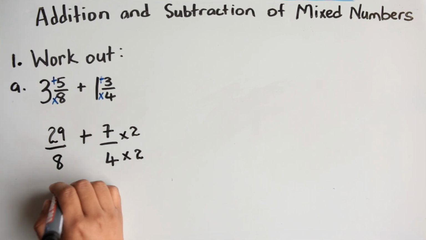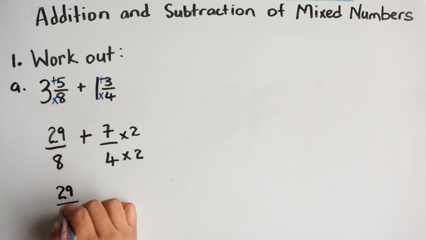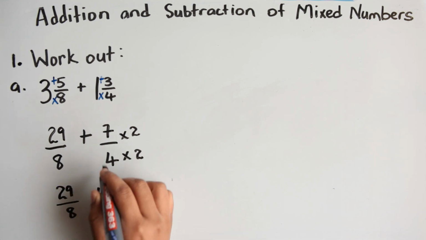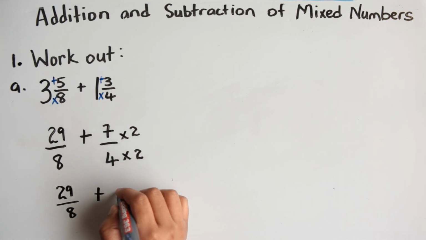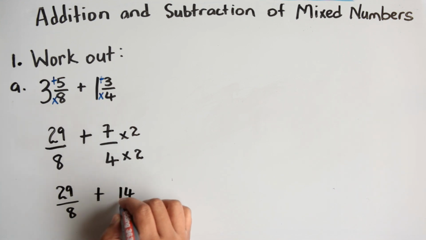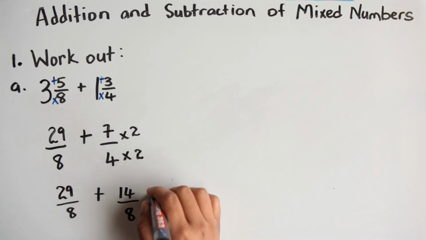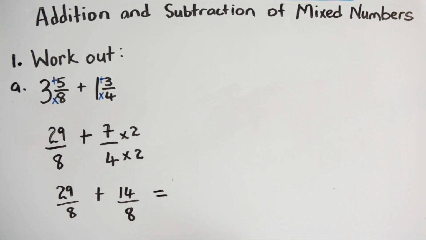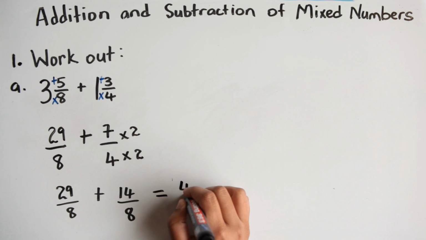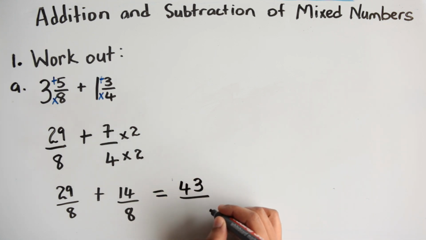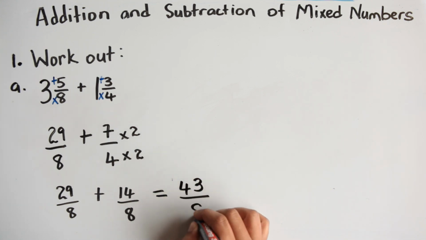So now I have 29 over 8 plus 7 times 2, that's equivalent to 14, and 4 times 2 is 8. Now we have both fractions having the same denominator, which means that we can go ahead and add our numerators. So 29 plus 14, that gives me 43, and I write back my denominator of 8.